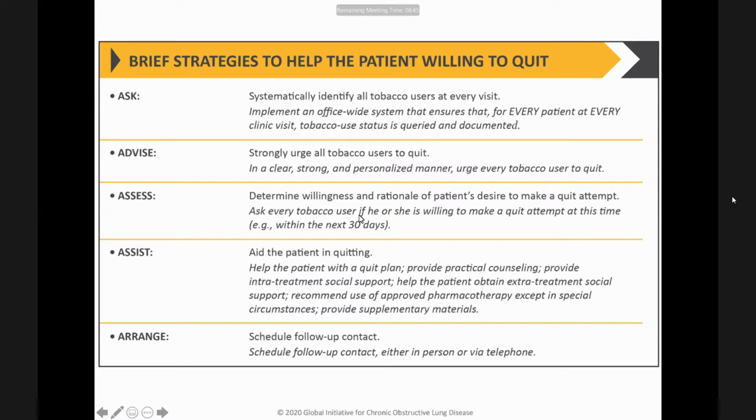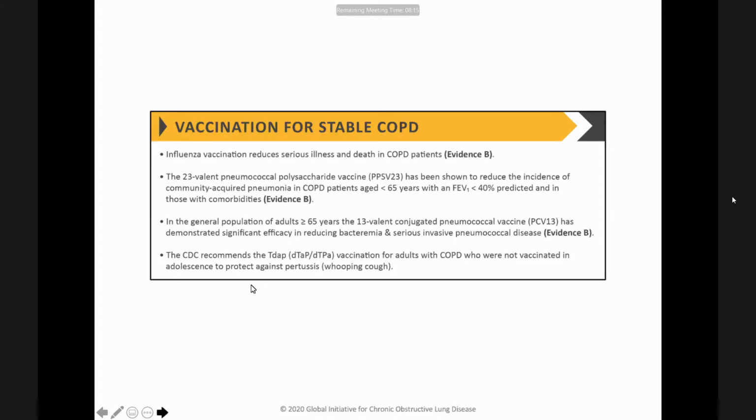If you advise the patient and they are not willing, then after going out from your OPD chamber, the patient will say, the doctor will tell like that, I will not quit. So you have to assess whether they have the desire or not. And then you have to assist. There is a lot of assistance you can give. It is mainly counseling, and then there are certain medical therapies you can use, and then arrange follow-up accordingly. This is how you do smoking cessation.